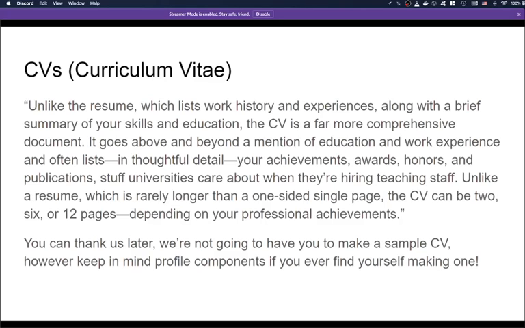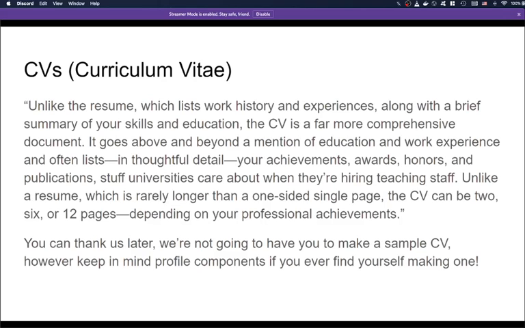CVs are basically exclusively for academia, graduate school, and high-level positions. It stands for curriculum vitae, the course of life. Basically everything that you've ever professionally accomplished, right? So you can thank us later.